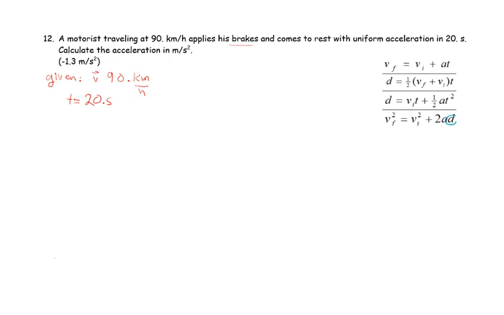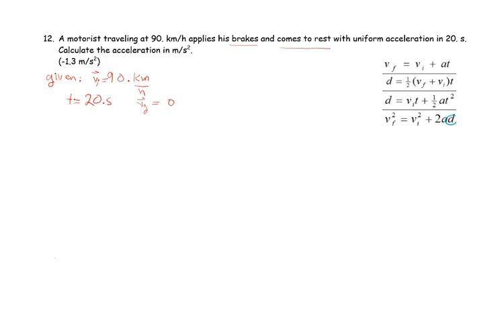So these are brakes, so we know that acceleration is going to be negative, and it comes to rest. That gives us an idea that the initial velocity is the 90 kilometers an hour, and the final velocity is going to be 0.